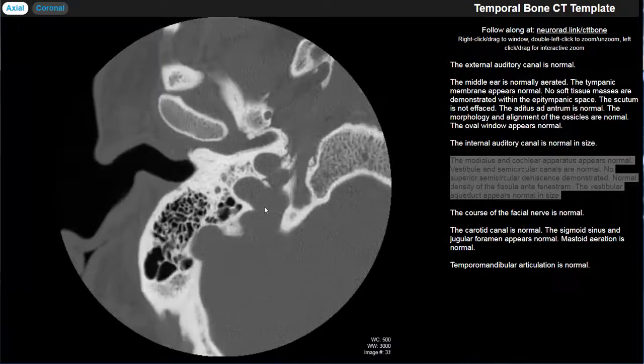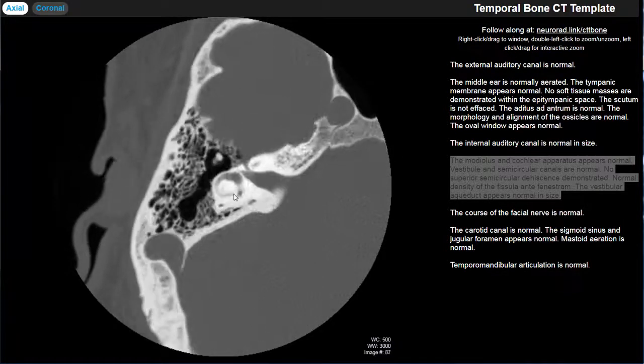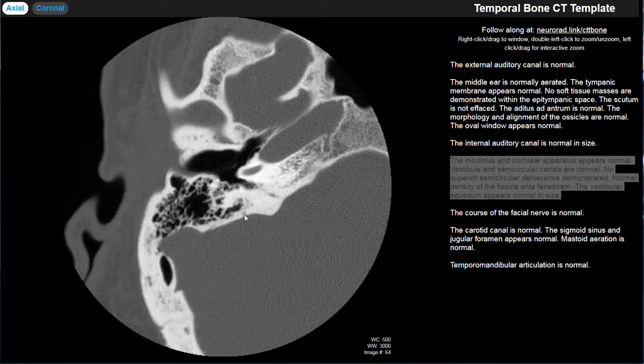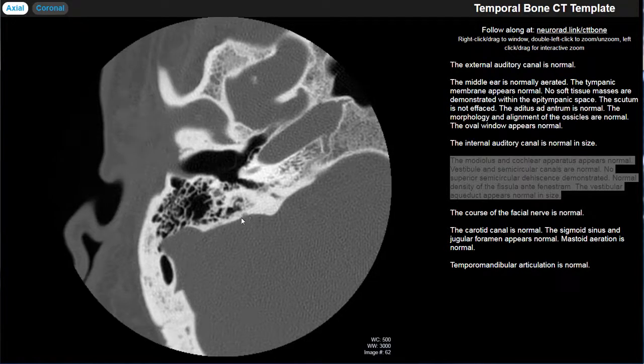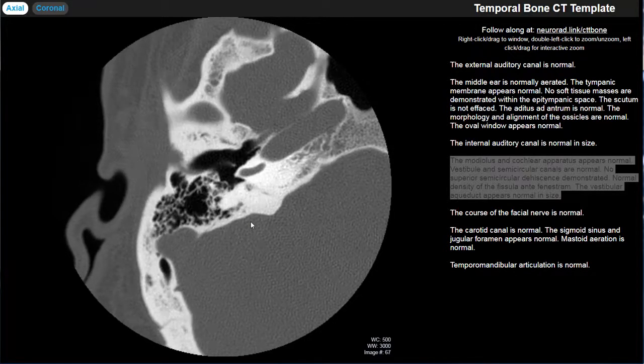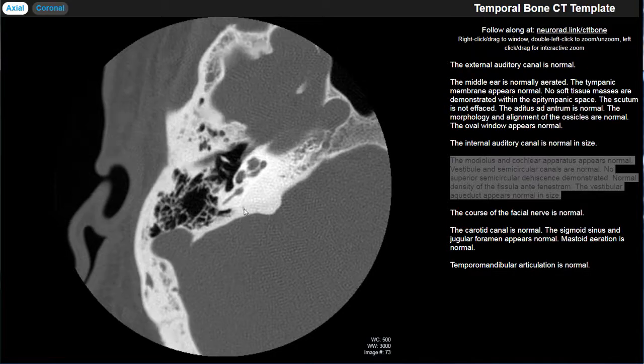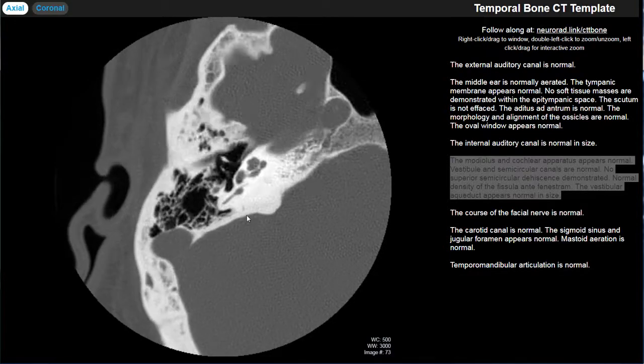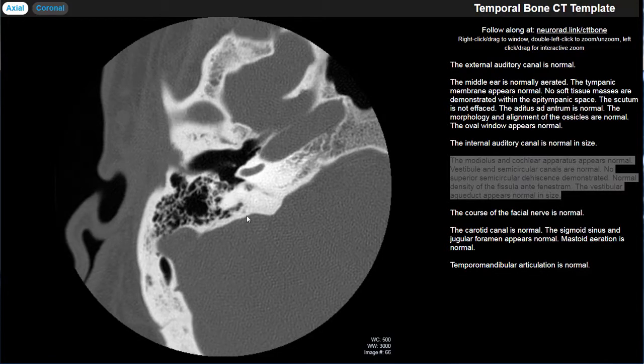Finally, the posterior semicircular canal is directed kind of posteriorly and laterally. Another structure associated with that region is the vestibular aqueduct. You see it as this small structure here. It contains the endolymphatic sac, and it courses towards the posterior semicircular canal. It's pretty small in this patient, and you actually can't see it very well.